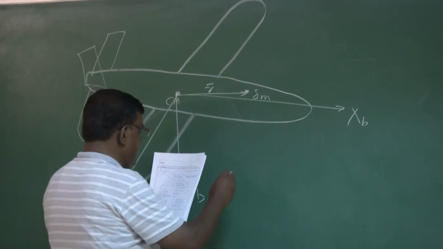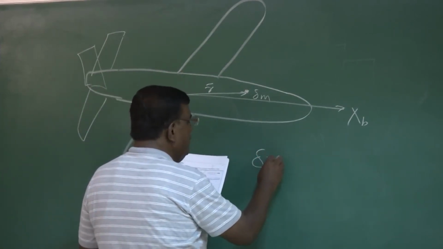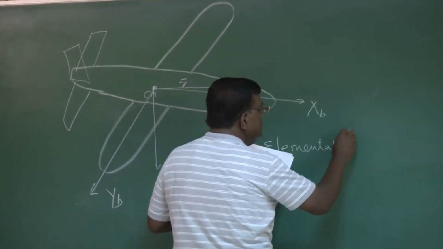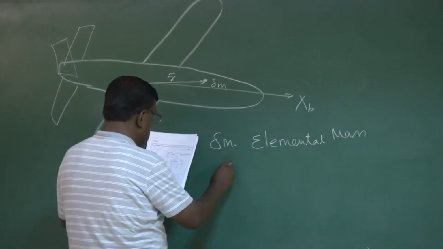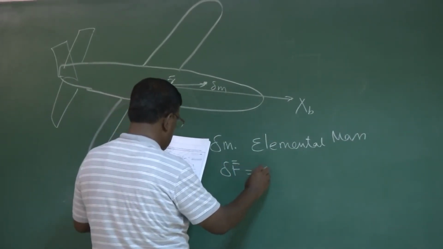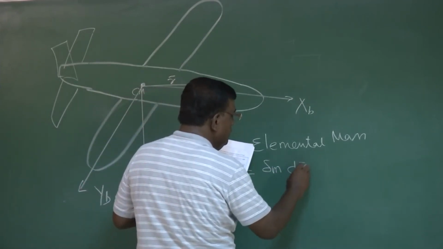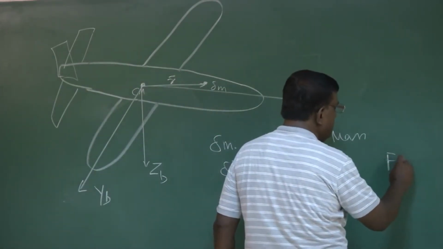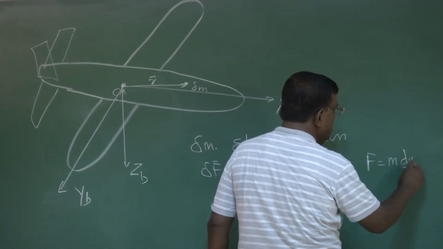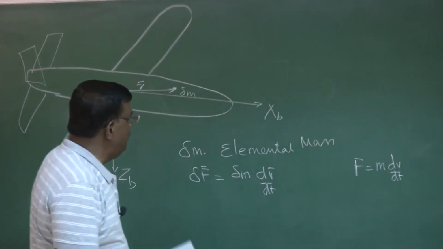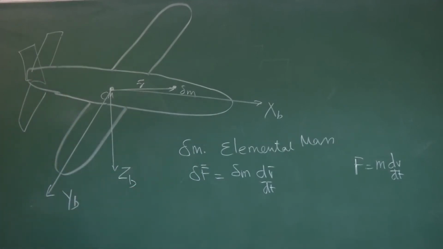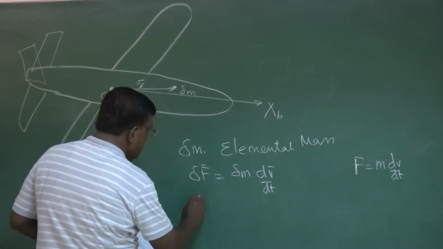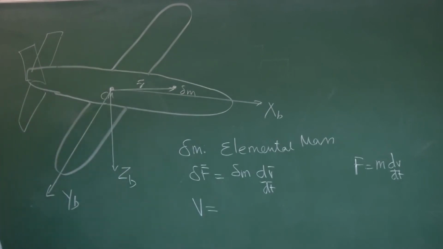Now I could write easily delta M as elemental mass and delta F is equal to, I can write delta M dV by dt. Right? You know that F equal to M dV by dt if m dot is 0. So I have for an elemental mass which is acted upon by force delta F, I can write this expression. More importantly, V, which is measured with respect to the inertial frame.